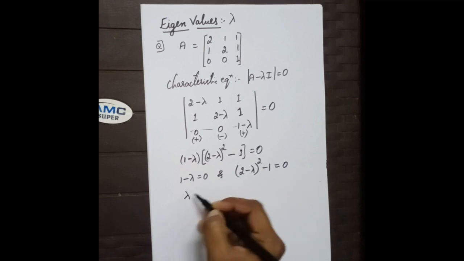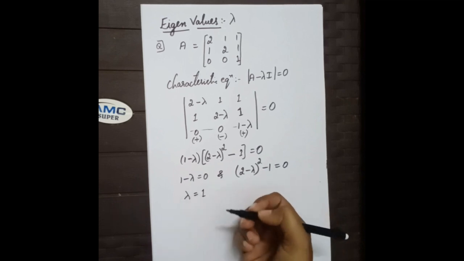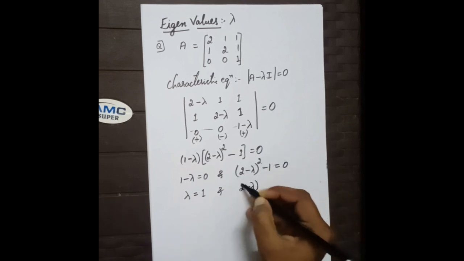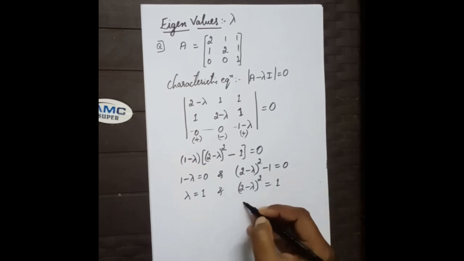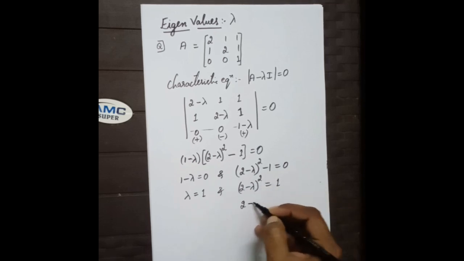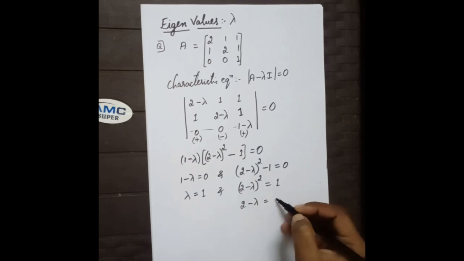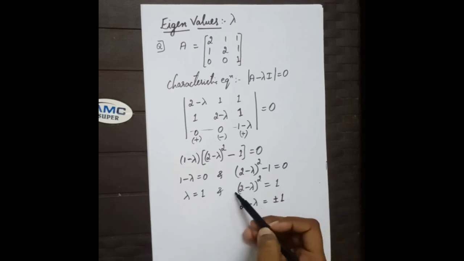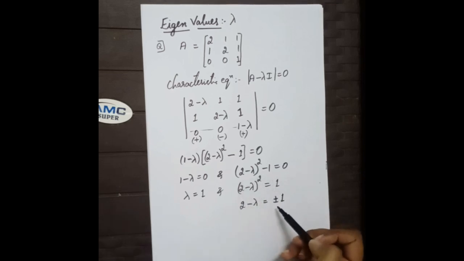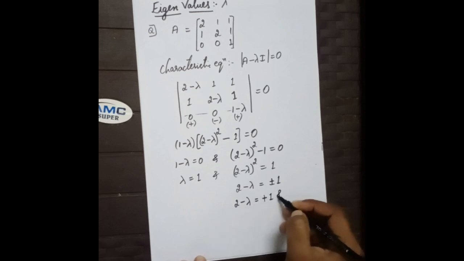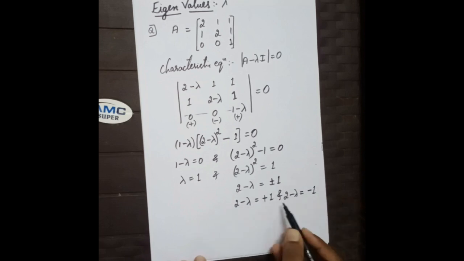Here we have lambda equal to 1. This is one of the eigenvalues, so we got it. Very simple. Now let's solve this. (2 minus lambda) whole squared is equal to 1, and by square rooting both sides we get 2 minus lambda equal to plus or minus 1, because when we take square roots on both sides we have to take plus or minus. So let's write once again: 2 minus lambda is equal to plus 1, and 2 minus lambda is equal to minus 1. We have two factors, one for plus 1 and another for minus 1.